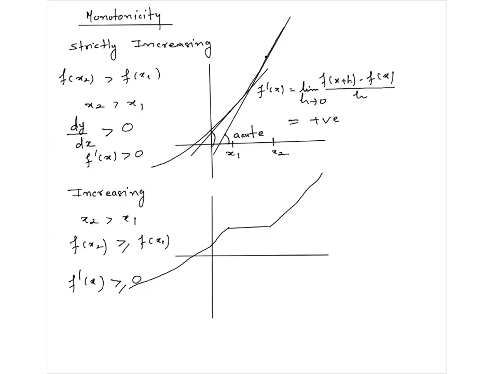Now when we say strictly increasing or just increasing, sometimes it happens that in some part the function is increasing, and in some part there's a rise and a fall, both are there. So in such cases we would use the interval. In this interval the function is increasing, or in this interval the function is strictly increasing.